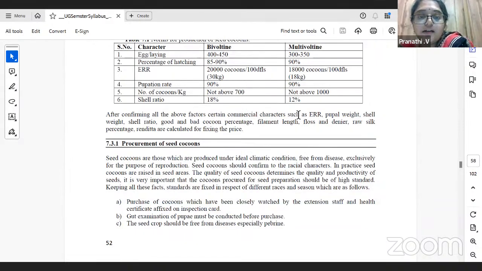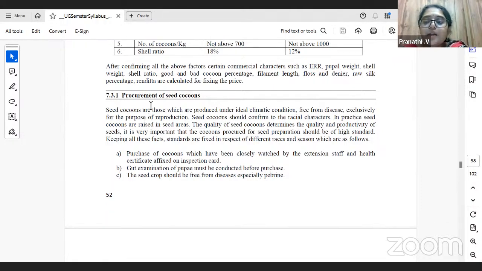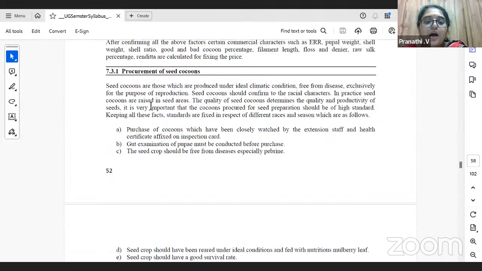All of these other factors that are present in commercial cocoons, that is your ERR, then your pupal weight, shell ratio, filament length, floss, denier, raw silk percentage, rendita, will influence the price. Now, how are you going to procure the seed cocoons? They should be produced under proper climatic conditions. They should be free of disease and they are used only for the purpose of reproduction. And they also have the racial characters.